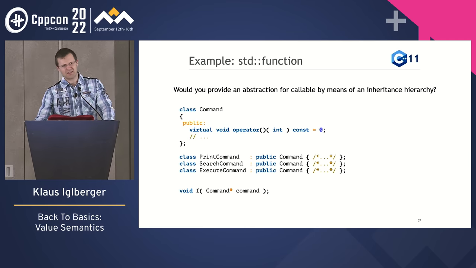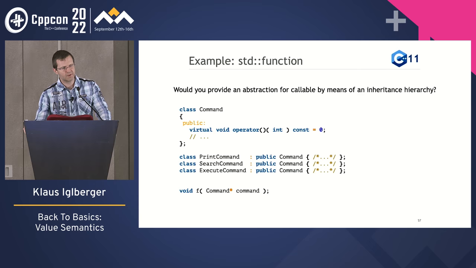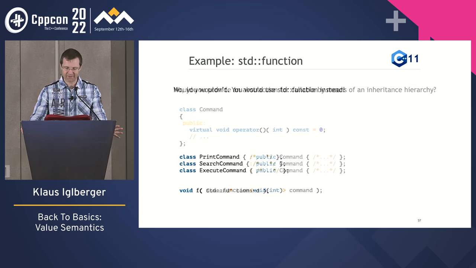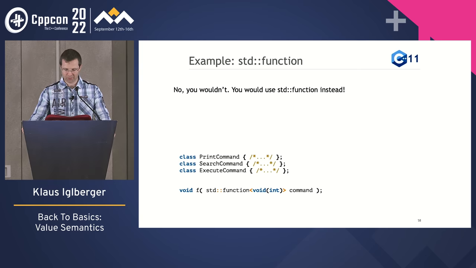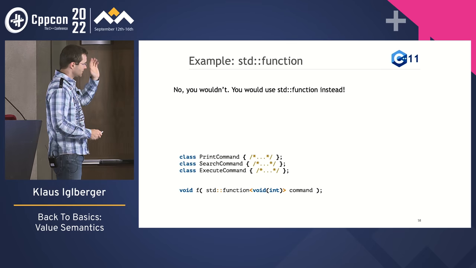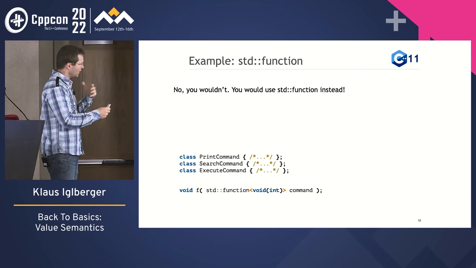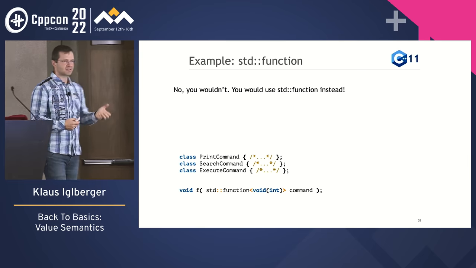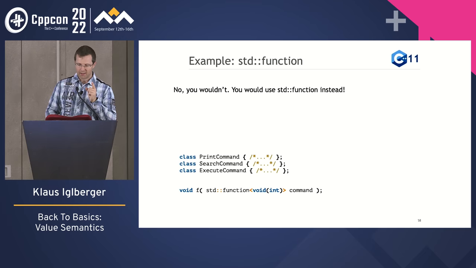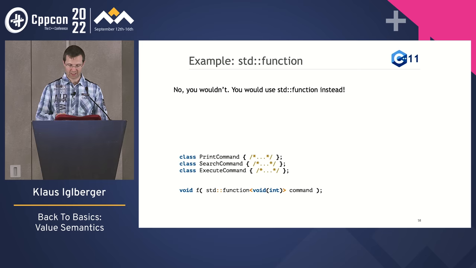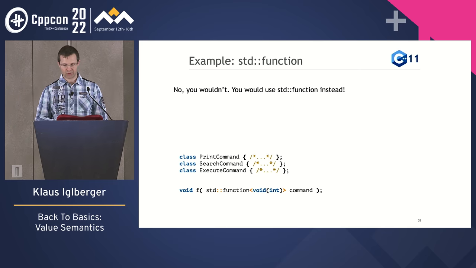This is not what we do anymore. It's so much simpler today. Today, we simply pass a value. We pass an object of type standard function. I know it's a little cryptic, this void int. This is something that you have to read up, you have to look into, but once you get that, it's so much simpler. This is how I would provide some callable today. Clean, simple, less code to write.